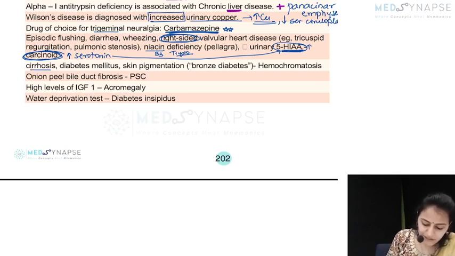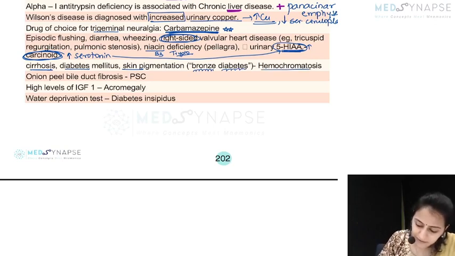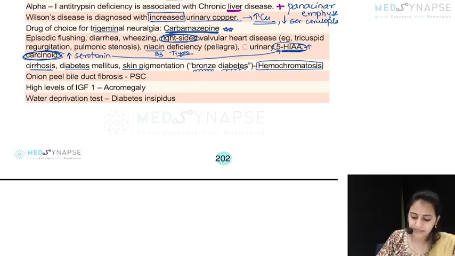When you have a patient who has cirrhosis, who has diabetes, who has skin pigmentation, basically this is bronze colored skin with diabetes. It is a case of hemochromatosis. Excess iron in the liver, in the pancreas, causing diabetes, in the skin. That is bronze diabetes. Hemochromatosis.